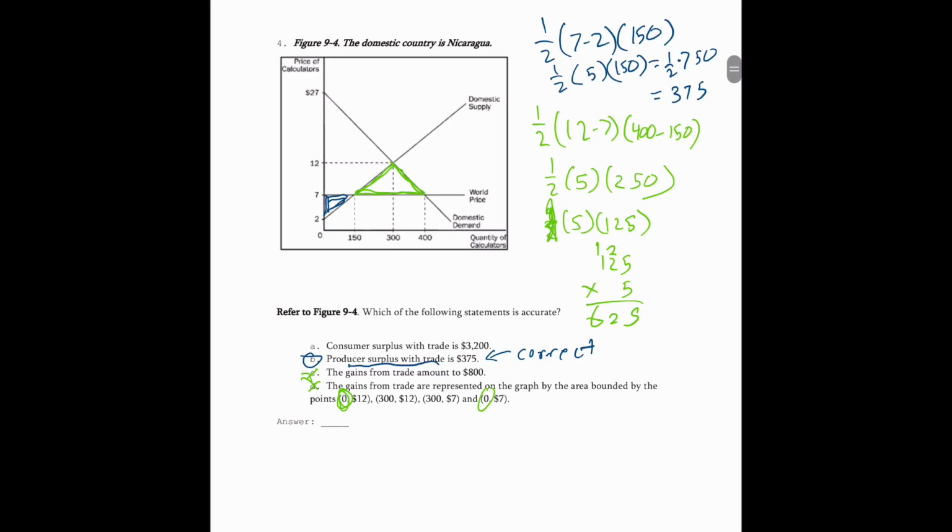Question 4. The domestic country is Nicaragua. Which of the following statements is accurate? Well, we don't need to go through anything. I went ahead and calculated the gains of trade from there, but you've already done that before, so we don't need to worry about it. It's that green area there. We find out that producer surplus with trade, this little blue area down here, is actually 375. We do that by doing 1/2 base times height. It goes from 2 to 7, and then 0 to 150. That gives us 1/2 of 750, which gives us 375.